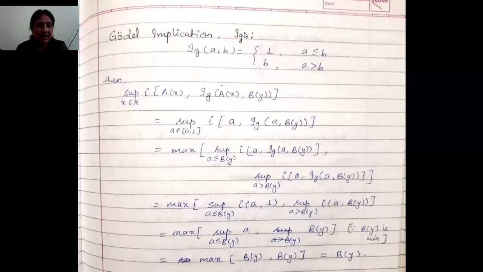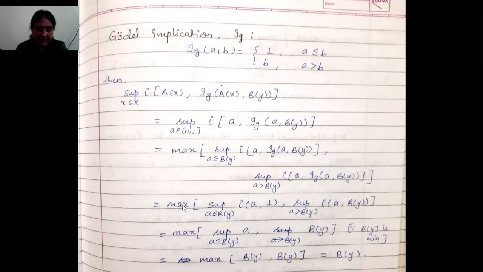Now we will prove that the Gödel implication satisfies expression 1. The Gödel implication I_G is defined as I_G(A, B) equal to 1 for A less than or equal to B, and B for A greater than B. Here also we have to do the same thing, that means we break the set in two parts. The supremum over X belonging to X of I(A(X), ...), the right side of expression 1, we write A(X) equal to A. So the supremum over A belonging to [0, 1] of I(A, I_G(A, y)) is equal to the maximum of these two sets, A less than or equal to y and A greater than y. These two types of expression are written for all three implications. Only the definition of the implication changes.